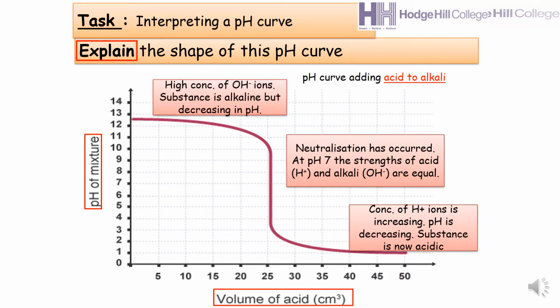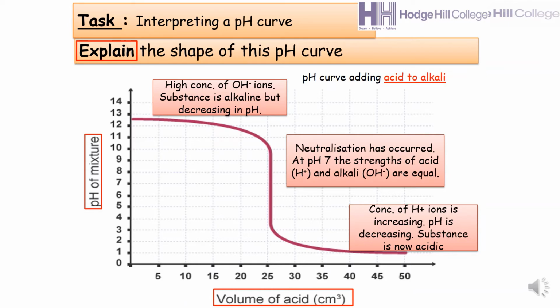Just before we get started, I just want to go through a few things that you should already know. So remember, an acid is a substance that forms aqueous solutions with a pH of less than 7. Acids form H plus ions when they're in water. Also, an alkali is a base that dissolves in water to form a solution with a pH greater than 7. Alkalis form OH minus ions in water. So just remember that going forward.